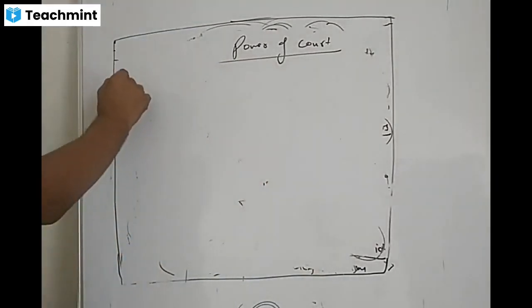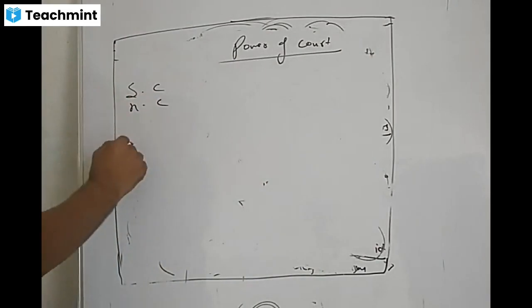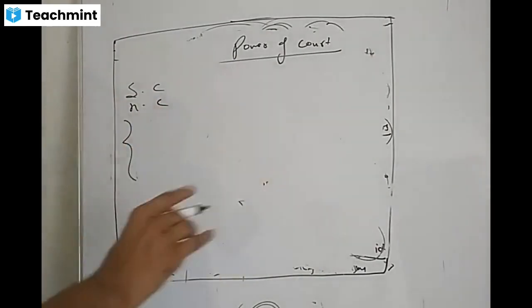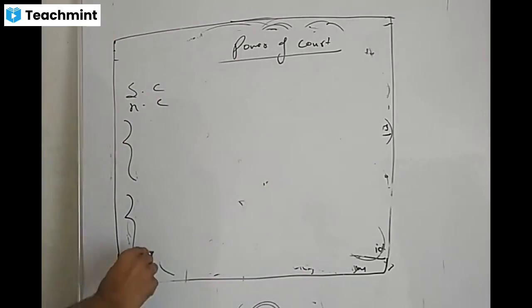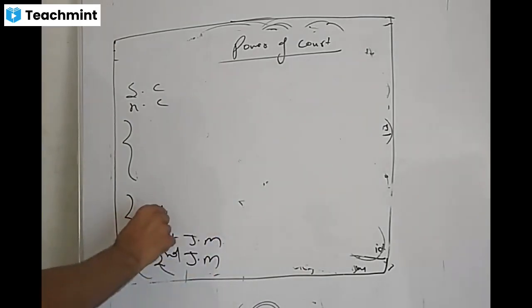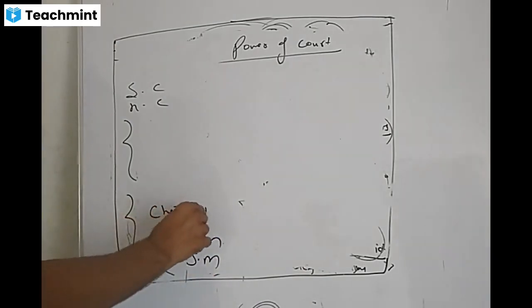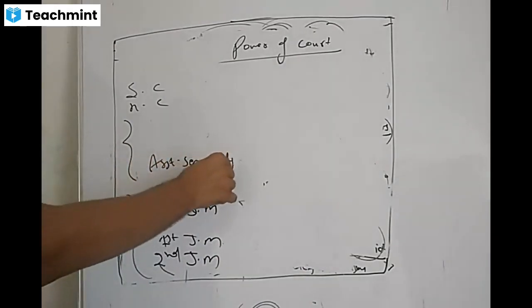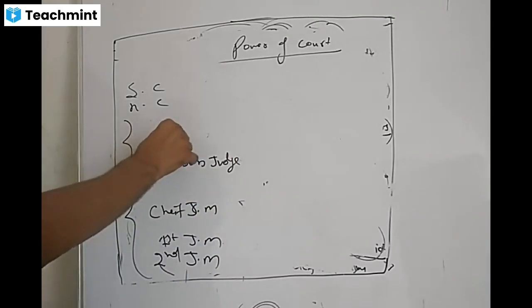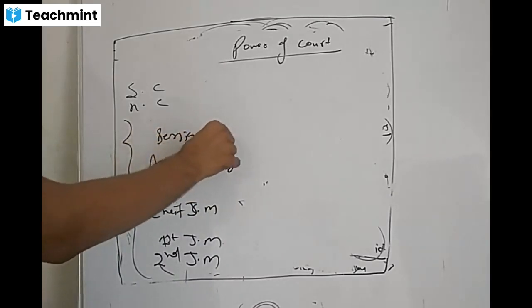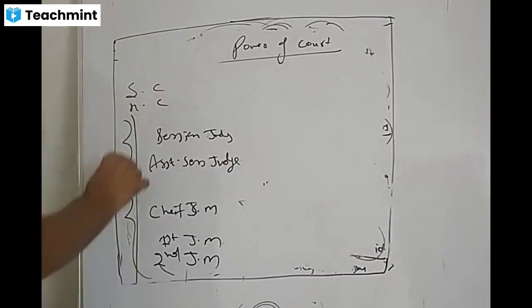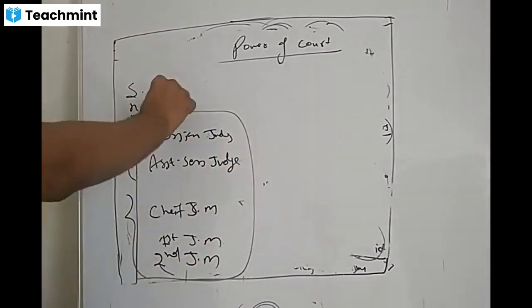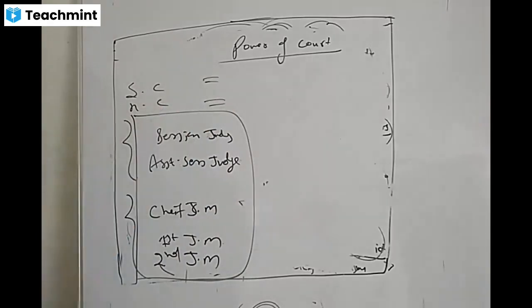So Supreme Court, High Court, and your 2 seniors and 3 juniors. First of all, second class judicial magistrate, then first class, then chief judicial magistrate, assistant session judge, and the session judge. So these 5 come into your session court. And this is High Court and Supreme Court, Court of Appeal.